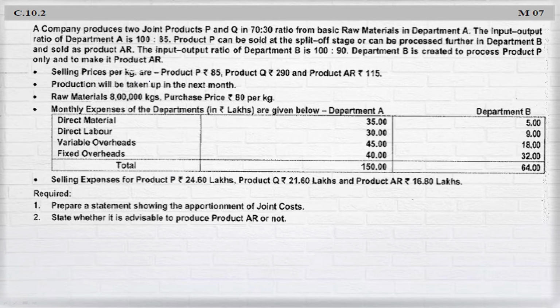Selling price per kg are given for product P, product Q, product AR. Production will be taken up in next month. Raw material 8 lakhs kgs. Purchase price is 80 per kg. Monthly expense of the department are given below. Department A, those are rupees in lakhs, so it is looking somewhat small. Department A, total is 150 lakhs and department B, total is 64 lakhs. There are variable and fixed, that is all right.